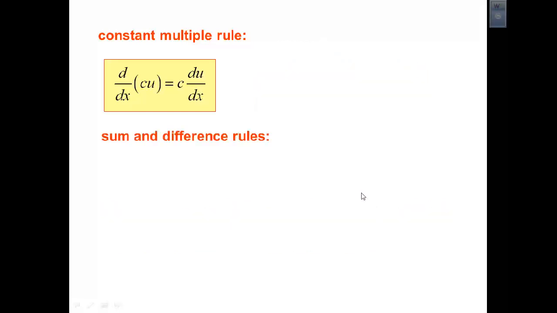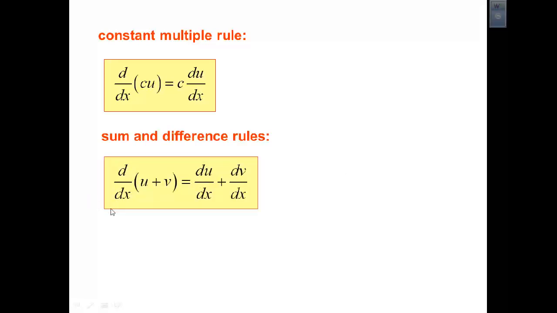All right, we also have the sum and difference rules, which says that if we take the derivative of u plus v, function u plus function v, it's nothing more than the derivative of u with respect to x plus the derivative of v with respect to x. Notice the sign here and here stayed the same. The only way that's going to change is if the dv dx is a negative. That would change this sign to a minus.